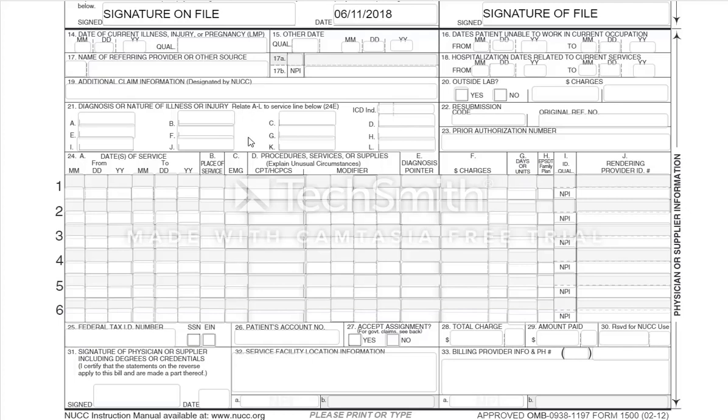Hello everyone, and welcome to the second part of the Basic CMS 1500 form completion. This form we're going to focus on blocks 14 through 33.